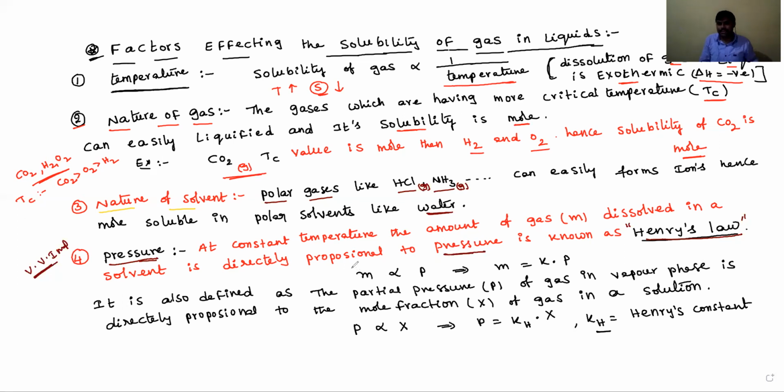So M is directly proportional to P. Then M is equal to K into P. Okay students, this is one definition.